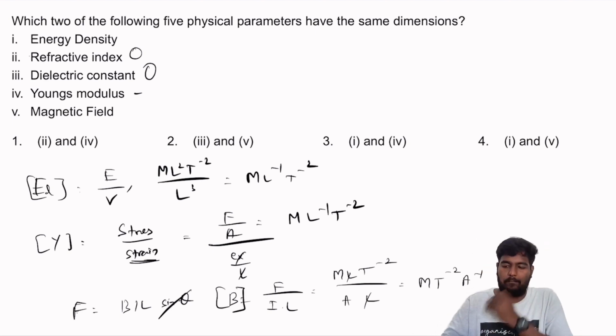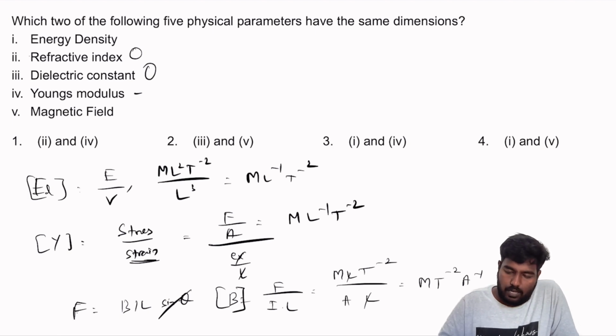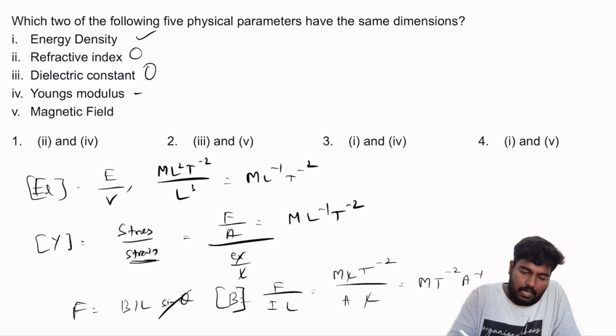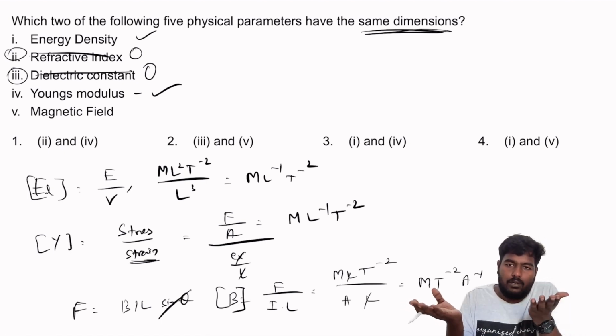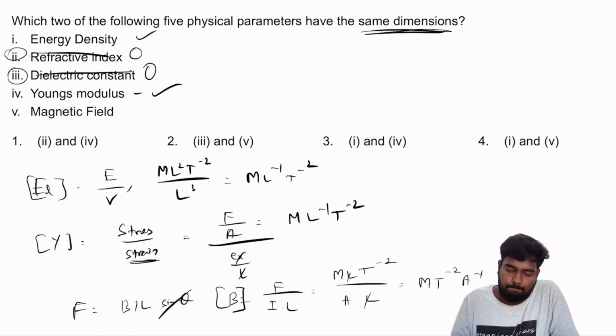So that's the dimension of the magnetic field, you can remember. So which two have the same? Energy density and Young's modulus have the same dimension. You can think 2 and 3 have the same dimension because both are dimensionless quantities, but they were not in the options. Even if they were, 0 and 0 are equal, but a refrigerator cannot be equal to a television. Now we have learned about magnetic field, energy density, and Young's modulus. So 1 and 4 have the same dimension.